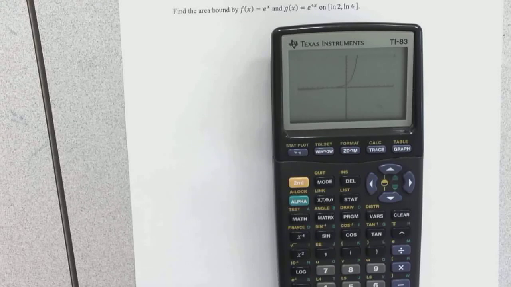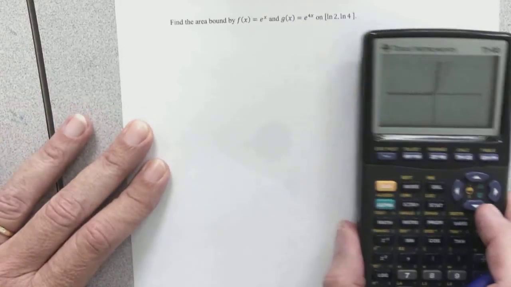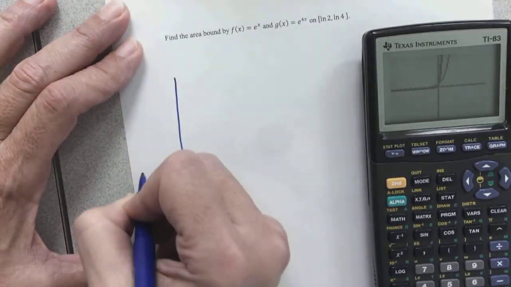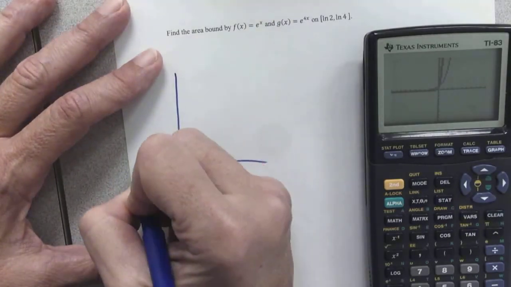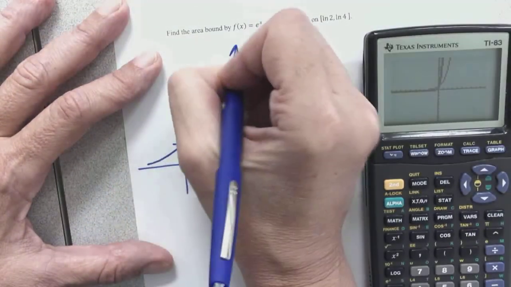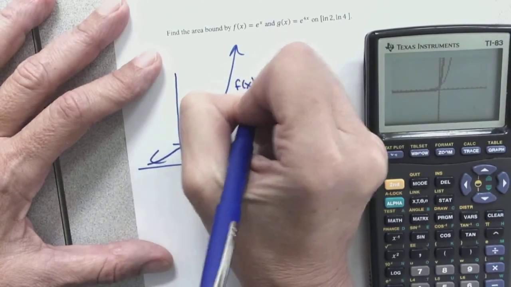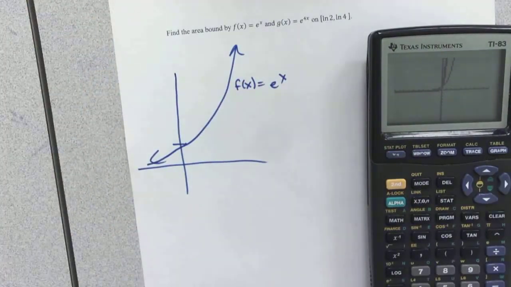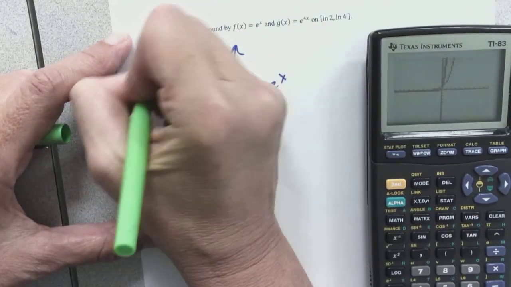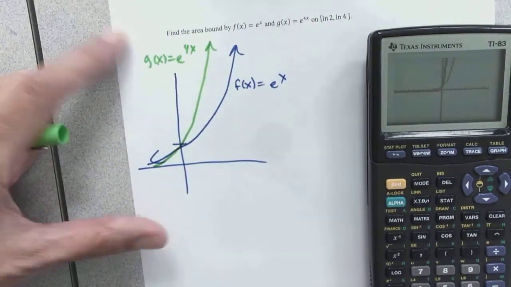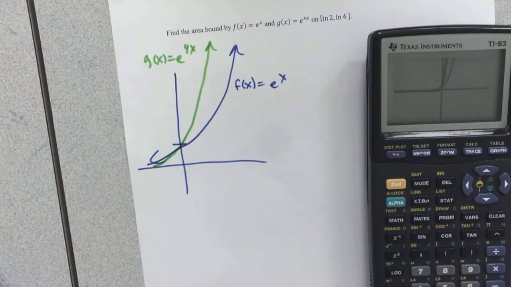And there's the e to the x graph, and there's the e to the 4x graph. So just roughly copying it onto my paper, they are both going through (0, 1). And so I'm going to say this is the e to the x graph. That was the lower one, so to speak. And how about green? That's the g of x equal e to the 4x, the fatter line. And so there's the graph.